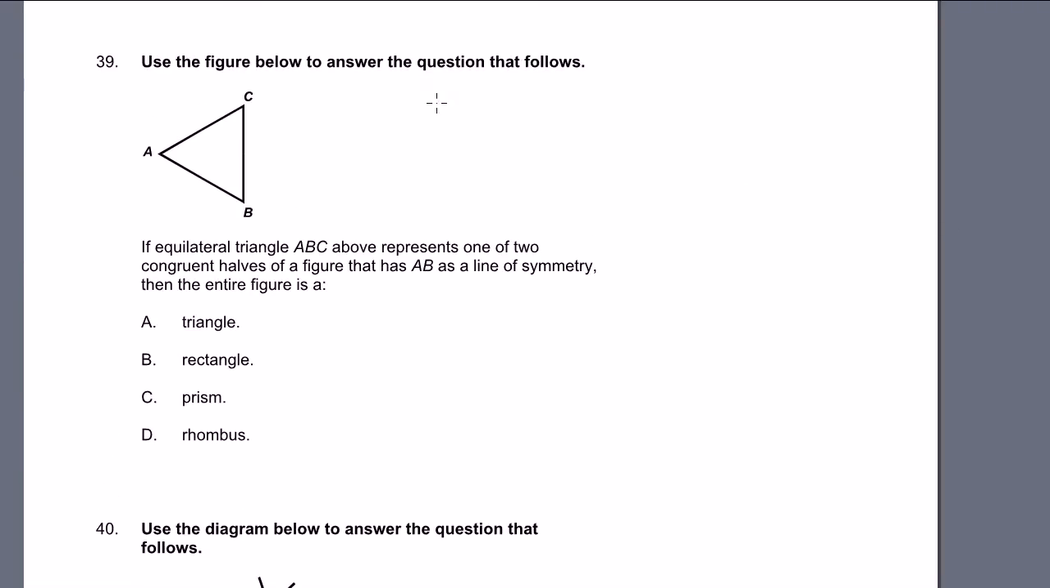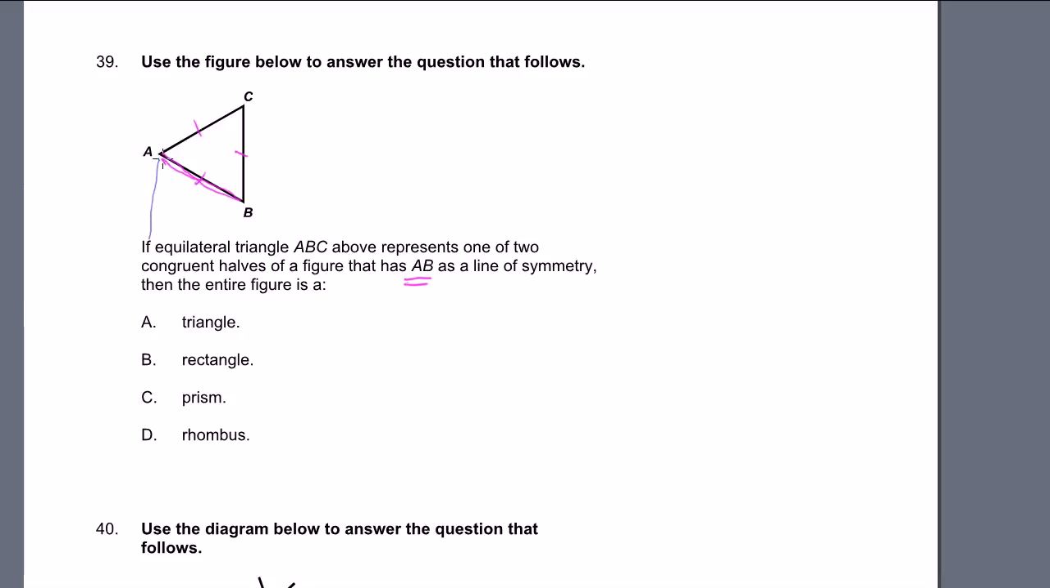Use the figure below to answer the question that follows. Okay, they give us a little triangle. If equilateral triangle ABC, well, equilateral tells us that all the sides are equal, represents one of two congruent halves. Congruent means completely sides and angles are the same. Congruent halves of a figure that has AB as a line of symmetry. So AB is a line of symmetry, and this is half the figure. So the rest of the figure is going to look like this.